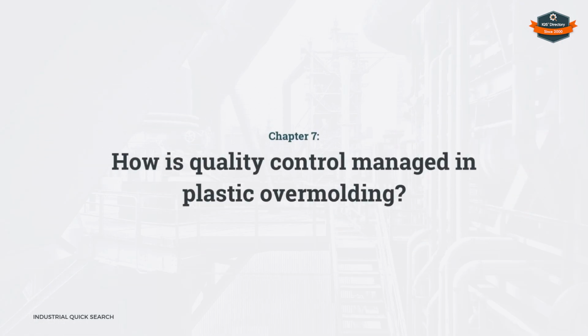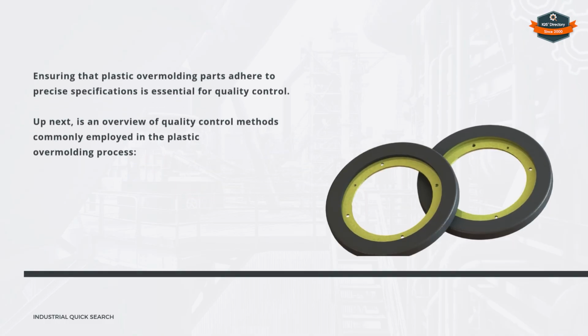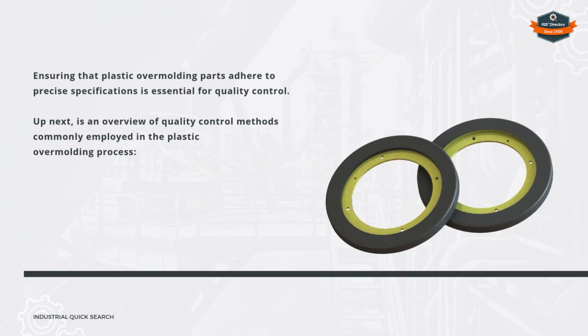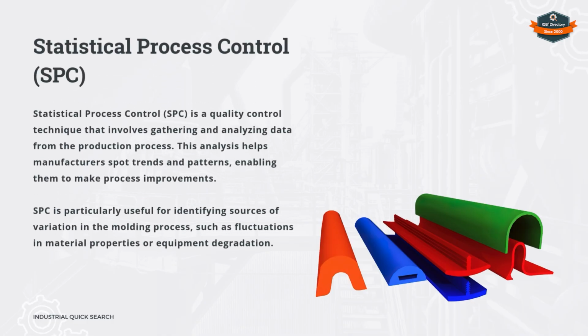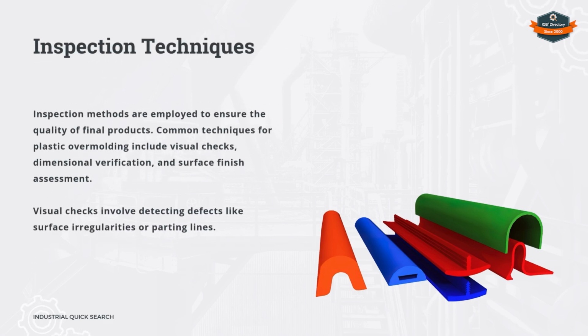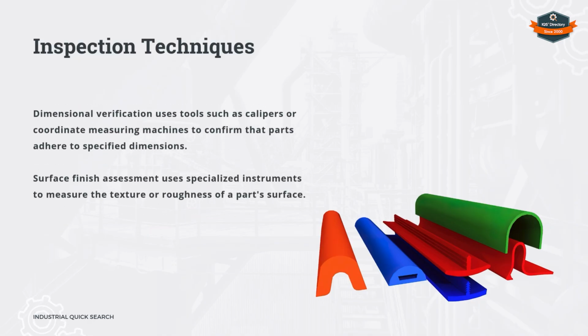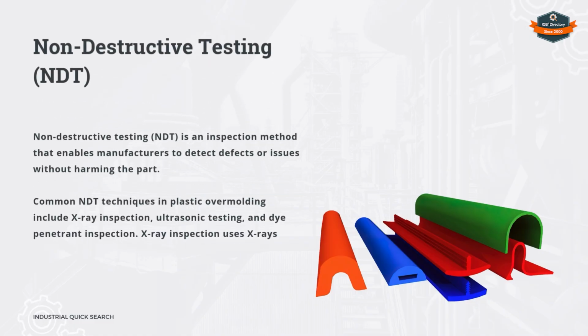Chapter 7. How is quality control managed in plastic overmolding? Process monitoring. Statistical process control. Inspection techniques. Non-destructive testing.